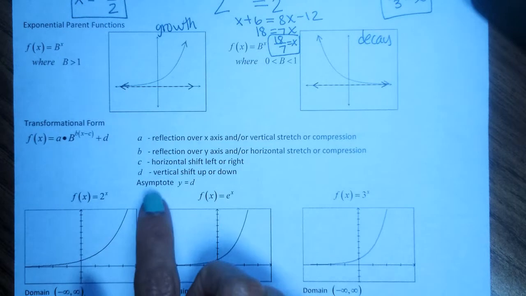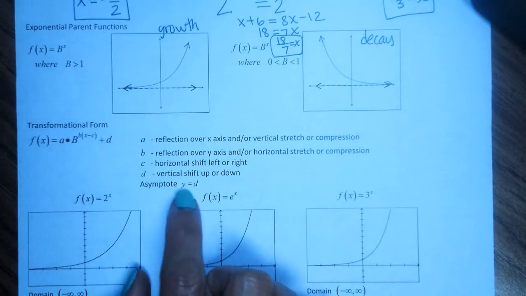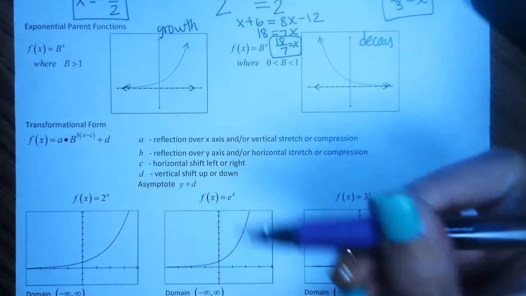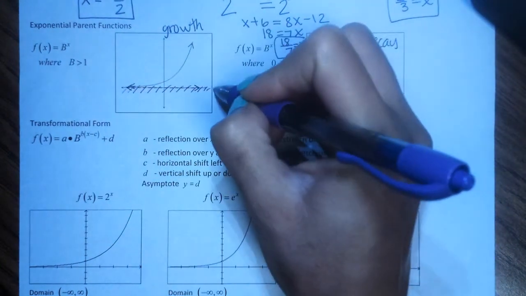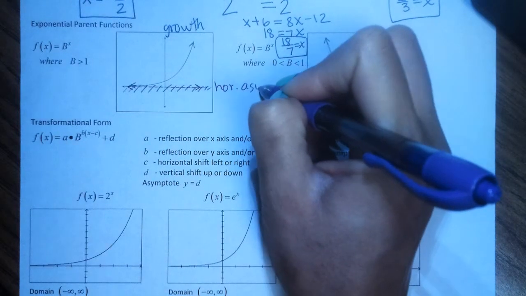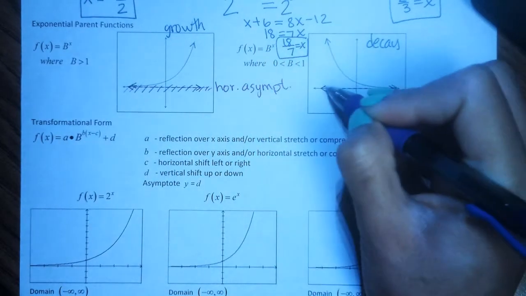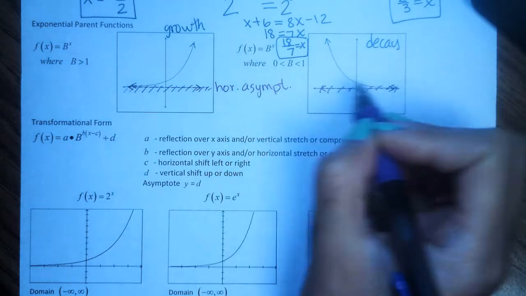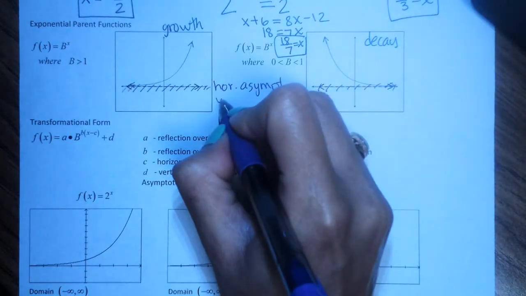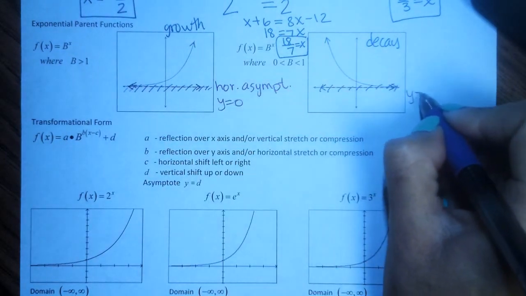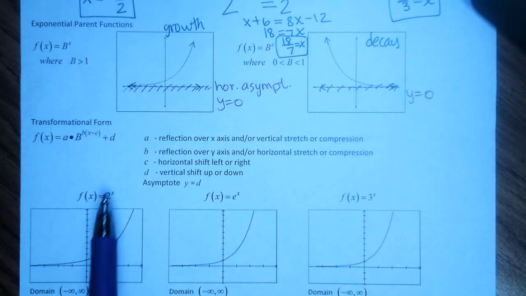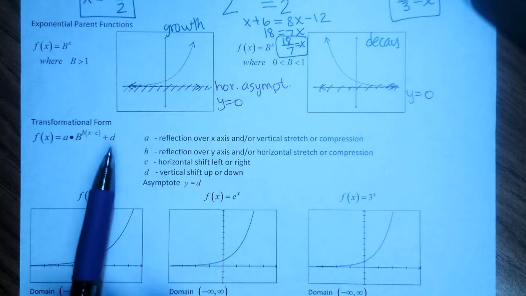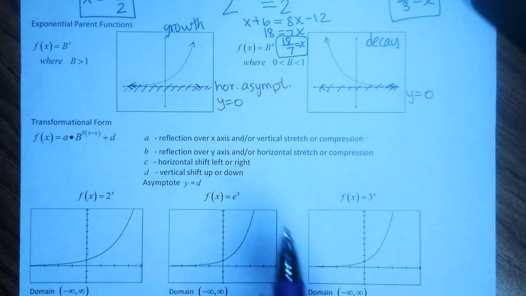The last thing I forgot to mention about these functions is that they have asymptotes. They have horizontal asymptotes. So the ones I just showed you right here is just y equals 0, because it was just b to the x. But when you start transforming and shifting your functions and you start adding like a plus d or a minus d, that's going to be your asymptote.